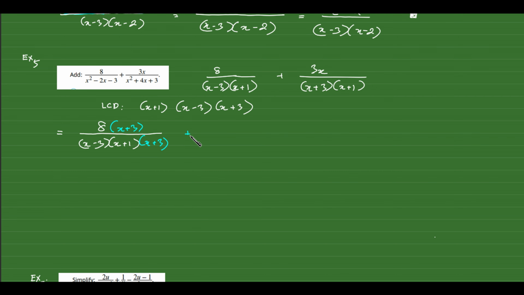Let me use 3x. Over here, they have x plus 3. They have x plus 1, but they don't have x minus 3. So it's missing x minus 3. So we're going to multiply the top and the bottom by x minus 3.